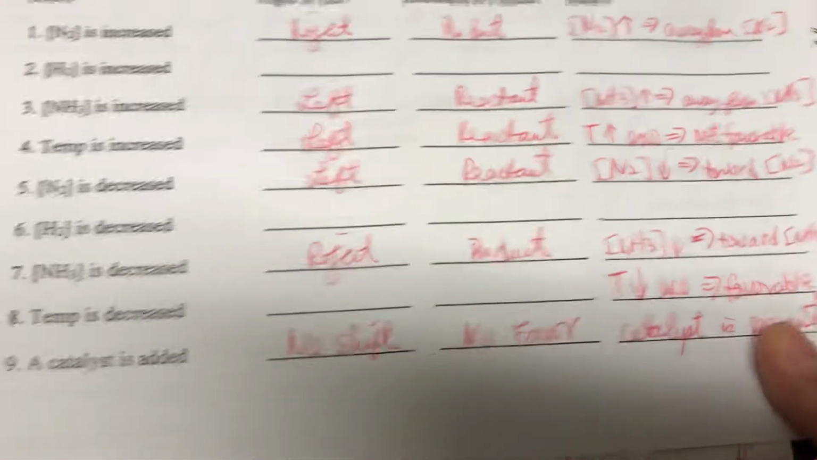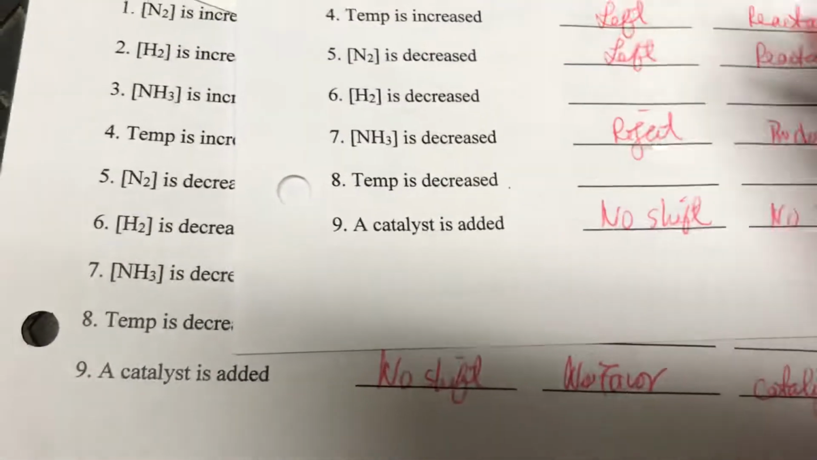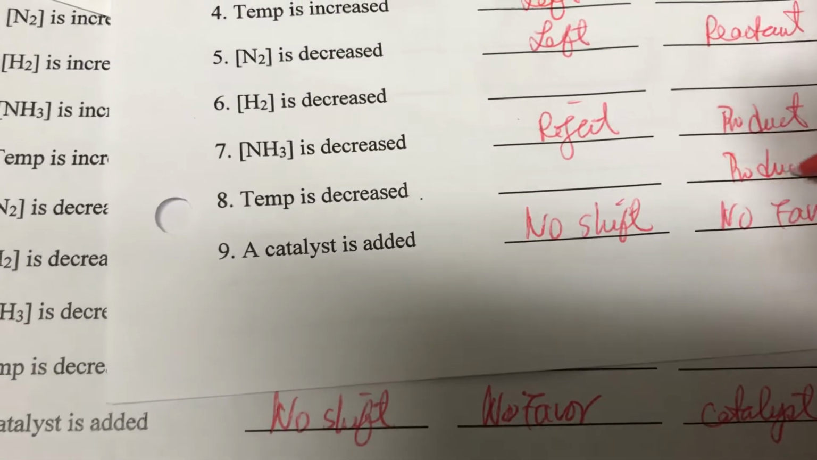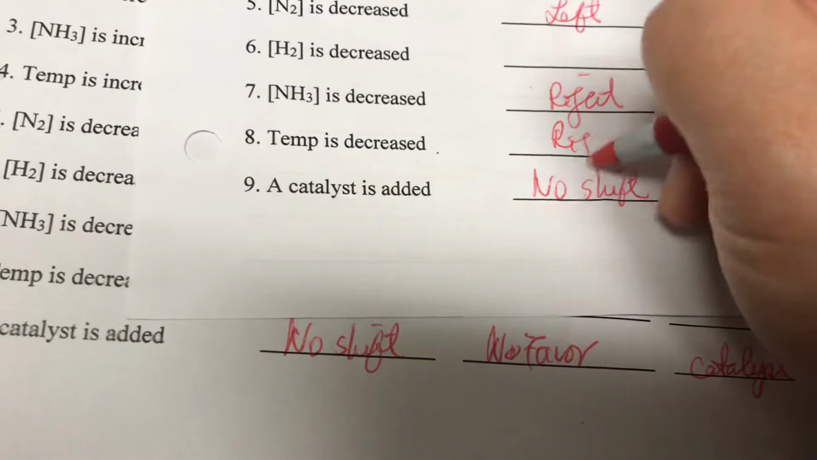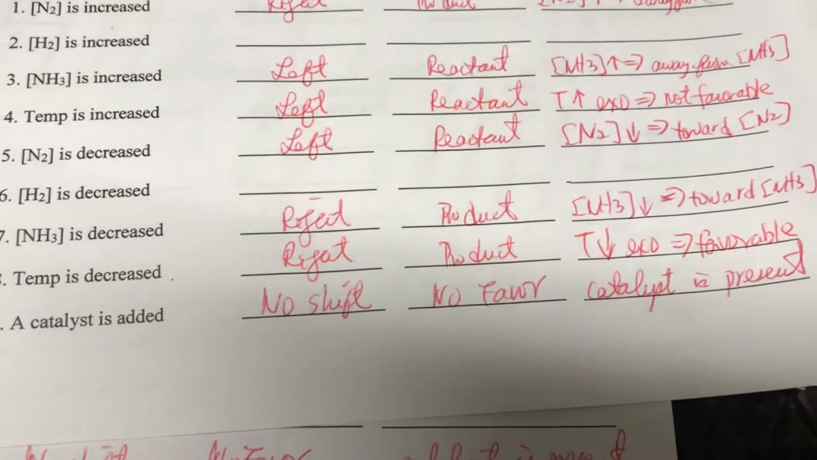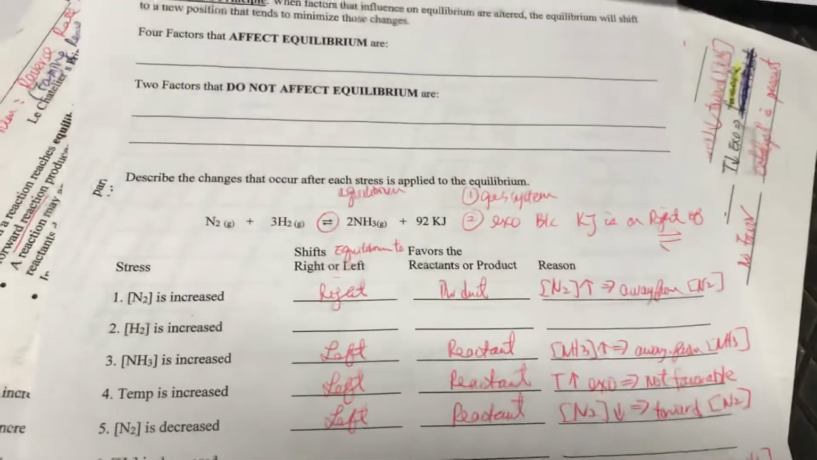Right? So if it's favorable, that means you want to go to product. If you want to go to product, that means you want to go to the right-hand side. Okay? So this is exothermic.